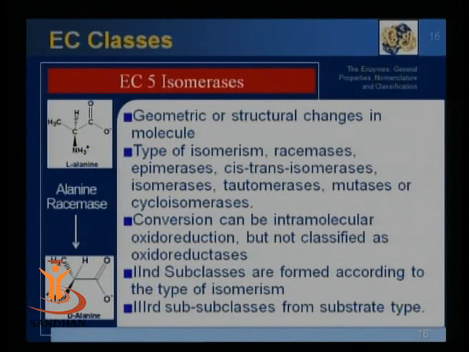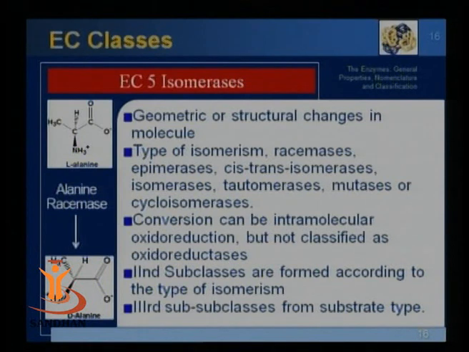There are epimerases which convert between epimers. Then there are cis-trans isomerases which are able to convert cis to trans or trans to cis patterns. There are simple isomerases, tautomerases which carry out a tautomeric shift in the molecule. There are mutases and cycloisomerases which carry out mutarotation of the compound, maybe cyclization of a compound. So in a way, these enzymes are not carrying out any change in the molecule, but they are simply converting one isomer into another isomeric form.